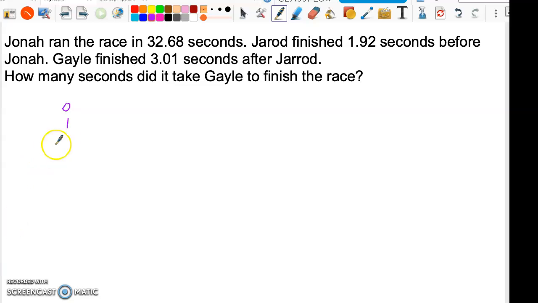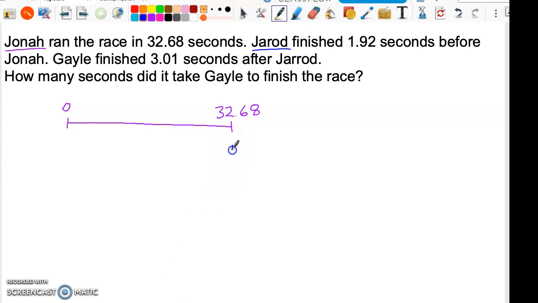So we'll say Jonah is in the purple here. Jonah's purple. And he runs, and he finishes the race in 32.68 seconds. This is Jonah's time. Right? And then it says Jared finished 1.92 seconds before Jonah. So Jared will be blue, and he finished 1.92 seconds before Jonah.